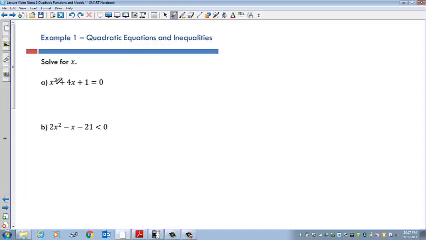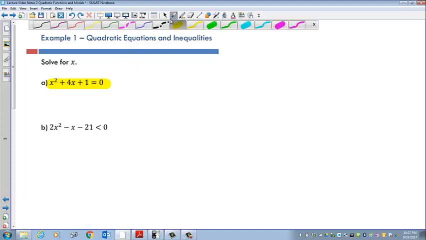We have this equation x squared plus 4x plus 1 is equal to 0. Remember, there are actually three ways to solve a quadratic equation. 1, you could factor it. 2, you could complete the square. Or 3, you could use the quadratic formula.